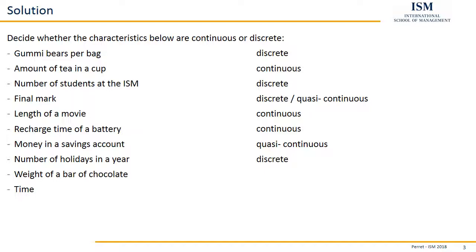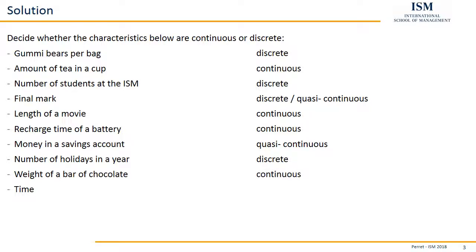Then second to last, the weight of a bar of chocolate. Usually when you buy a bar of chocolate you get something like 100 gram or half a kilo. But it could be broken down even further. Weight, we argued this with the tea already, can be broken down as much as someone likes, so therefore the weight here is also continuous.